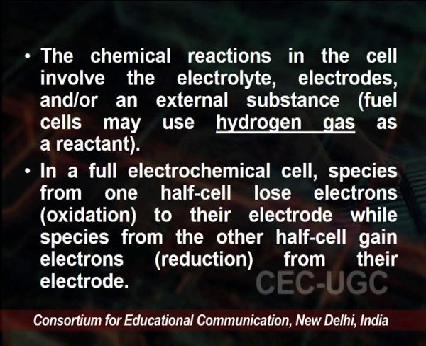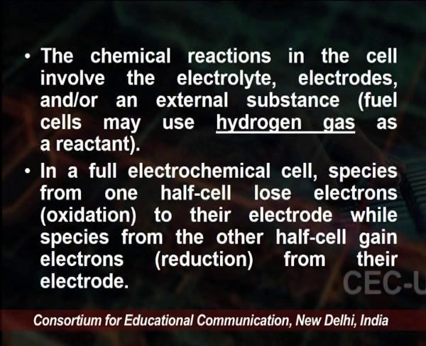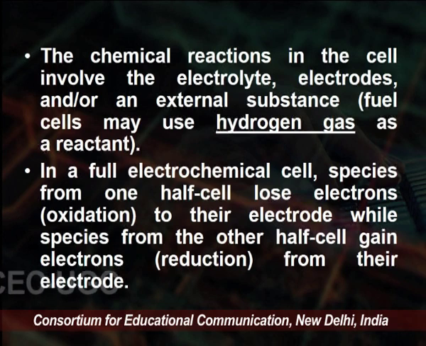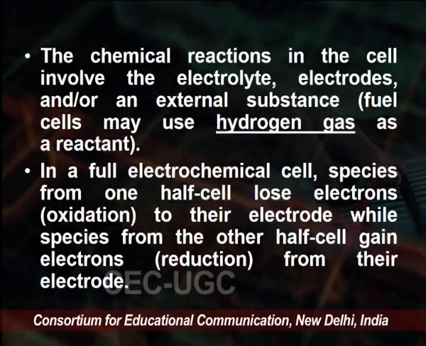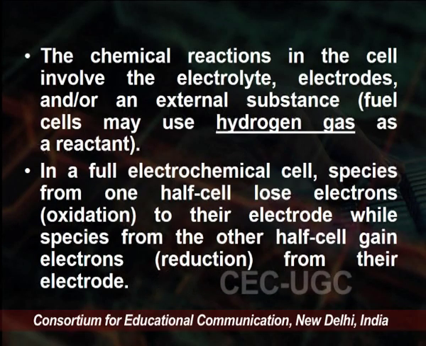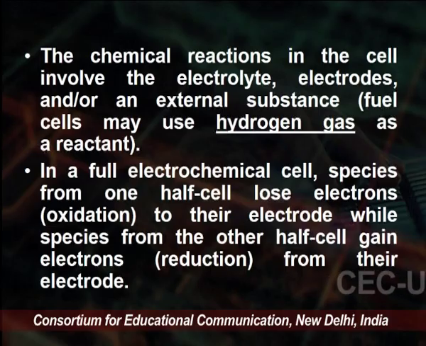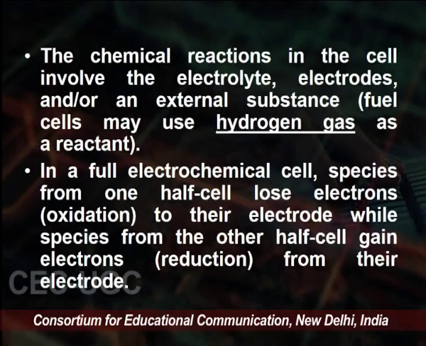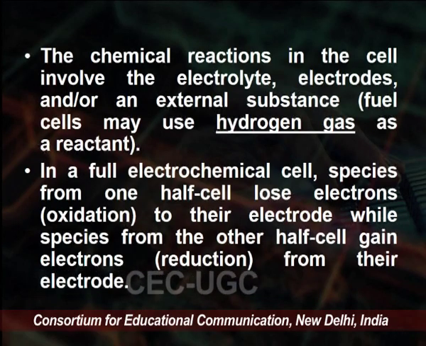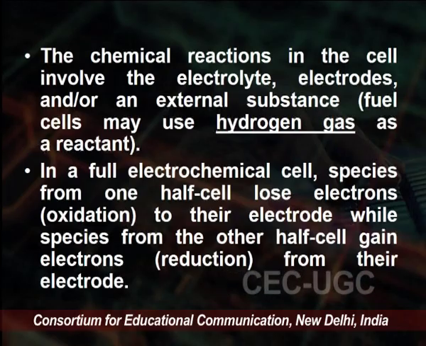So in the full electrochemical cell, species from one half cell lose electrons, that is, oxidation takes place at their electrode, while the species from the other half cell gain electrons, that is, reduction takes place at their electrode.